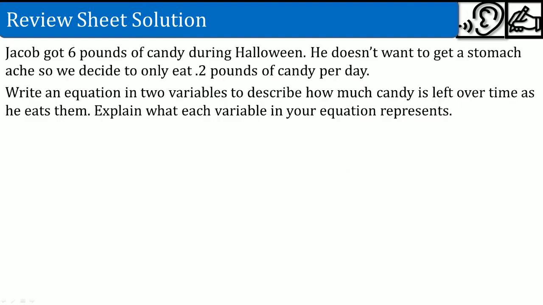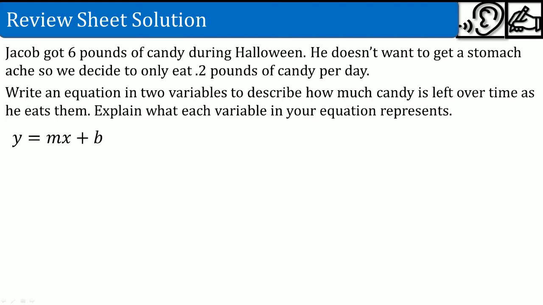Next, number 5. Jacob got 6 pounds of candy during Halloween. He doesn't want to get a stomach ache, so he decides to only eat 0.2 pounds of candy per day. Write an equation in 2 variables to describe how many candies are left over as a function of time when he eats it. Explain what each variable means in your equation.